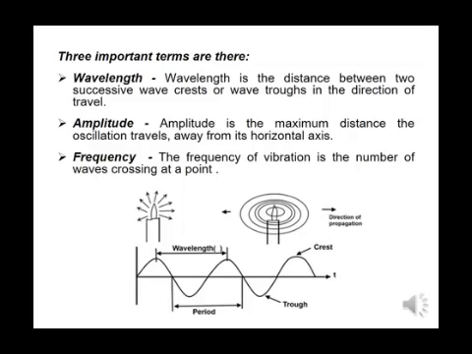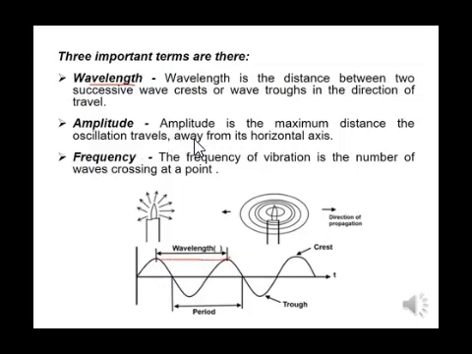The three important points that we can use to explain any light are wavelength, amplitude, and frequency. First of all, wavelength is the distance between two successive crests or troughs. In any waveform, see this sinusoidal wave, the crest is the upper part. The difference between two crests, the upper peaks, is called wavelength.